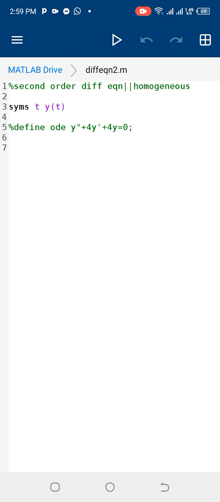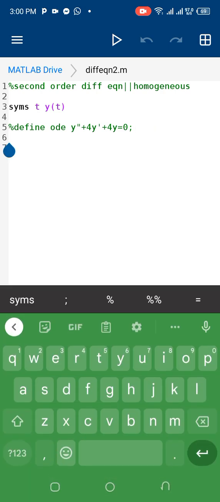So the equation that we have in this example is d squared y dt squared plus 4 dy dt plus 4y is equal to 0. This shows that this function is equal to f of t, and f of t equal to 0 makes it a homogeneous equation. If f of t is not equal to 0, then it becomes a non-homogeneous second order differential equation. So what we have here is a homogeneous ODE, and let's see how we can define it.